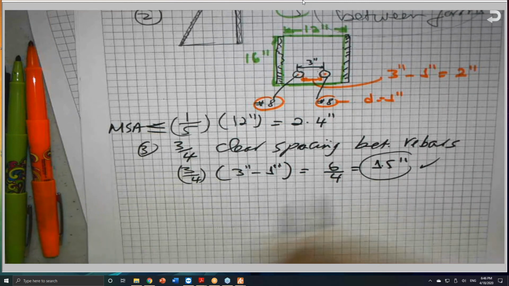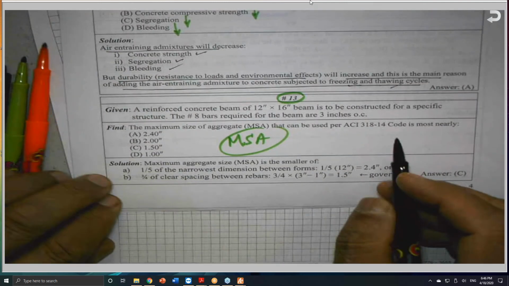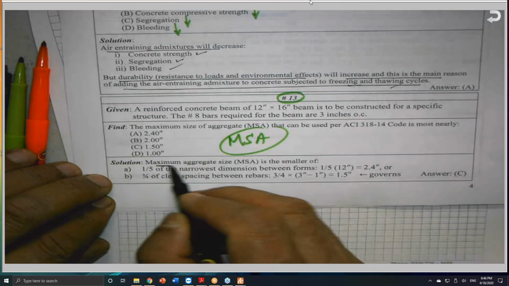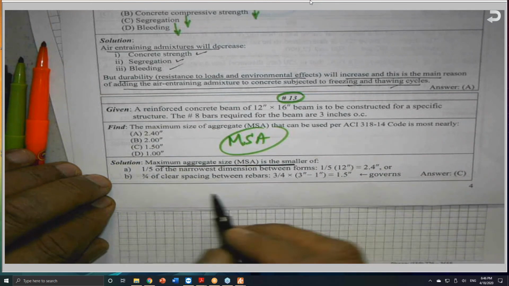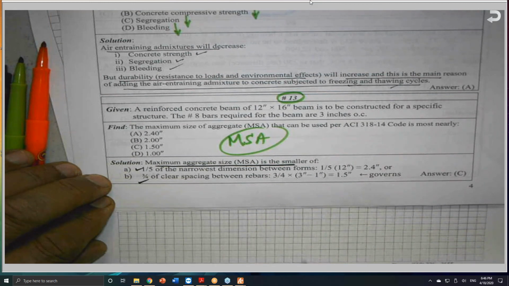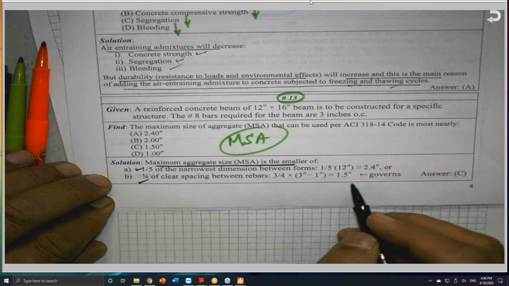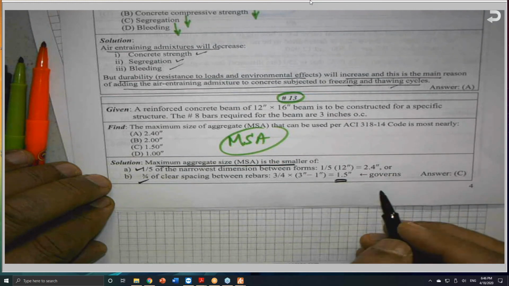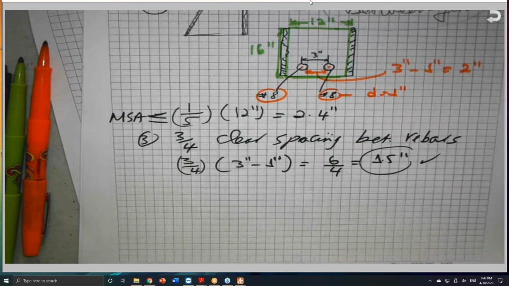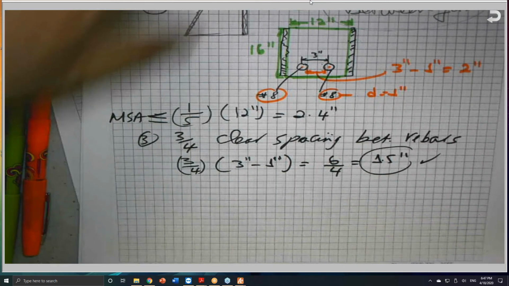This is why you will find the solution here. I have the 2.4, and the maximum size aggregate is the smaller of the 1/5 and the 3/4. So the 3/4 of the clear spacing, the 1.5 inch, will govern, and this is why we selected answer C.